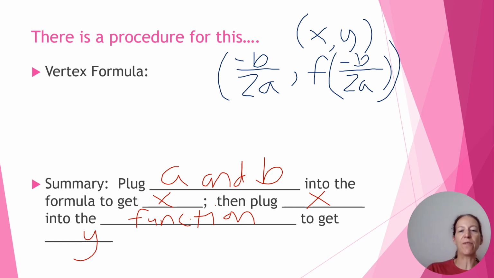So you definitely should have the vertex formula written down. And if you need to, copy down that little summary, because if you're looking at your notes later, you want to remember what you're supposed to do with that formula. So plug a and b into the formula to get x, then plug x into the function to get y.